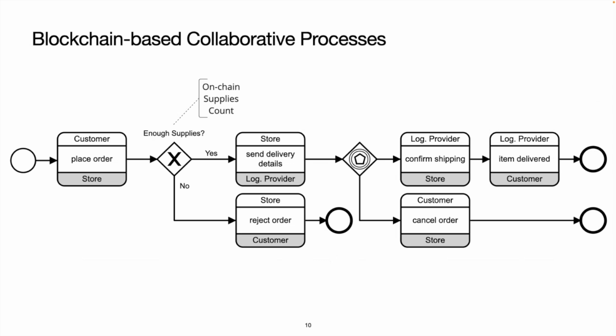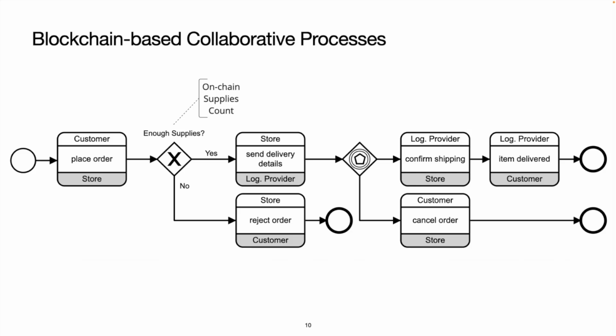Now we will use this simple example throughout the presentation. It's a simple supply chain where a customer is placing an order with the store, and then we check if there are enough supplies. Where do we check if there are enough supplies? On the blockchain. There's a certain quantity on the blockchain, and we check the state of the supplies there. If there are no supplies, we reject the order. If there are, the store sends the details to the logistics provider, the delivery party.